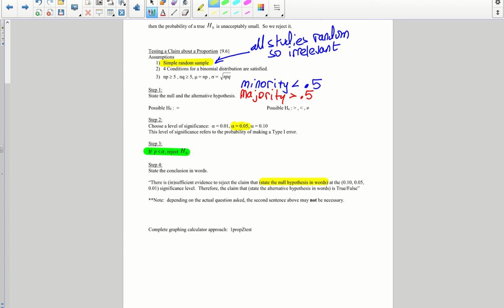Therefore, the claim that, and then you state the alternative hypothesis in words, is either going to be true or false.